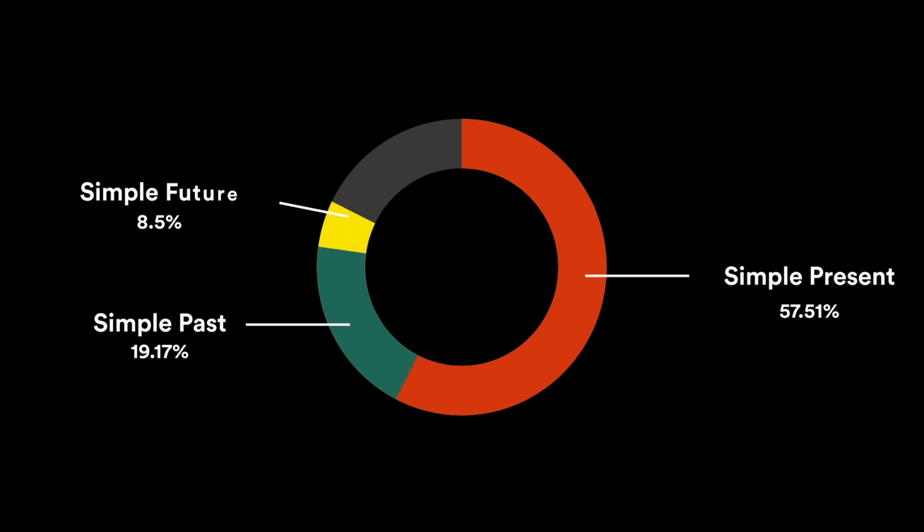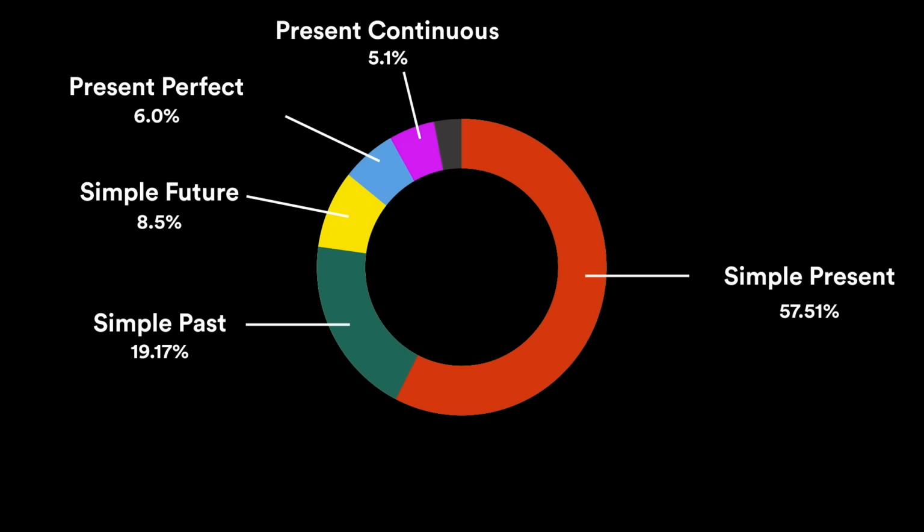Simple present tense is 57.51% times used in spoken English. Simple past tense is 19.7%. Simple future is 8.5%. Present perfect is 6%. Present continuous is 5.1% times.